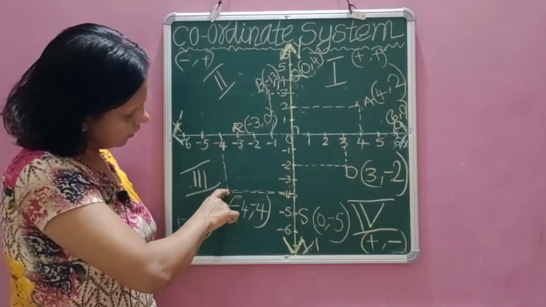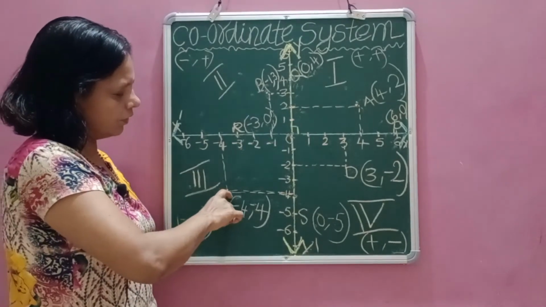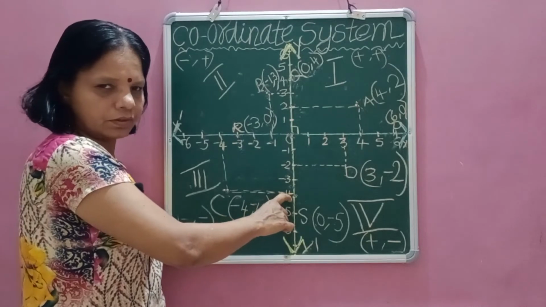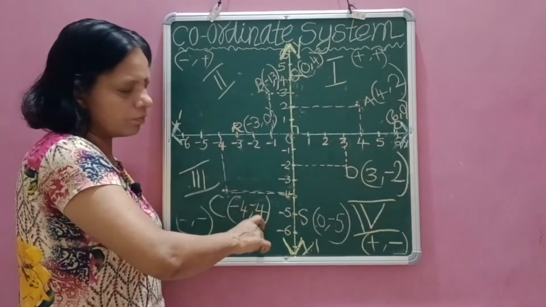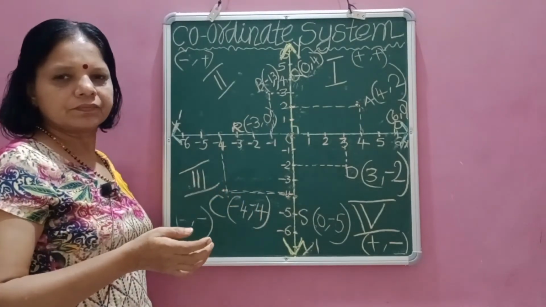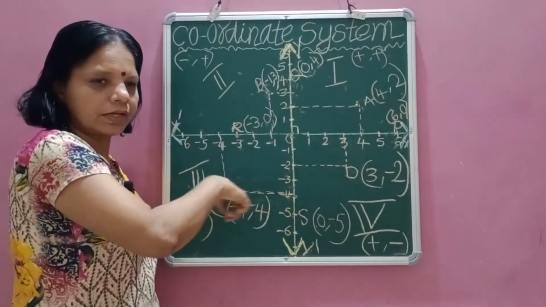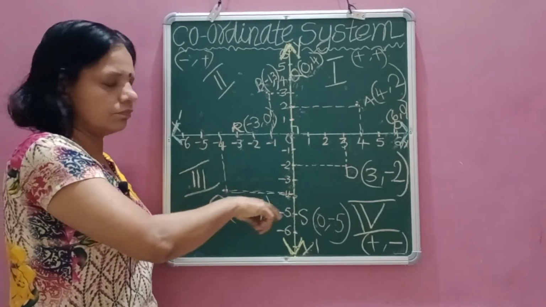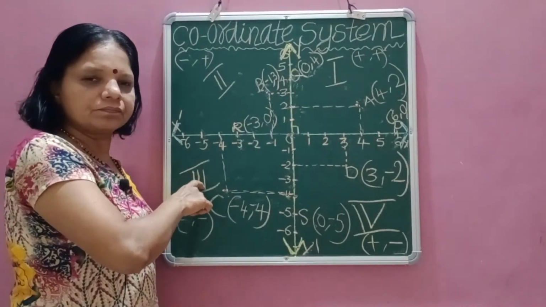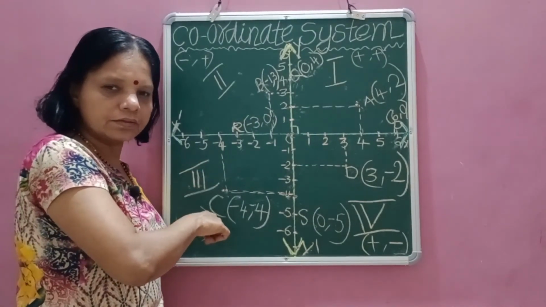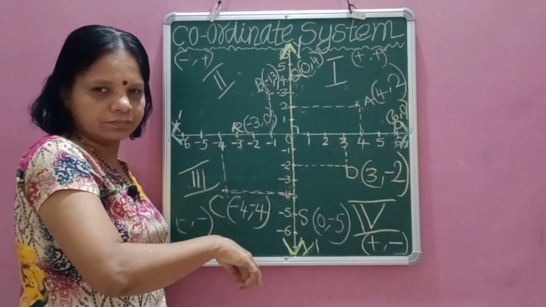Now take the third quadrant. There is a point C. First find the x-coordinate, that is -4. Then find the y-coordinate by drawing the perpendicular to the respective axis. So (-4, -4). Both are minus. If you take a point anywhere in this quadrant and draw the perpendiculars to the axes, you will get negative coordinates. So for any point in the third quadrant, both x and y coordinates are negative.